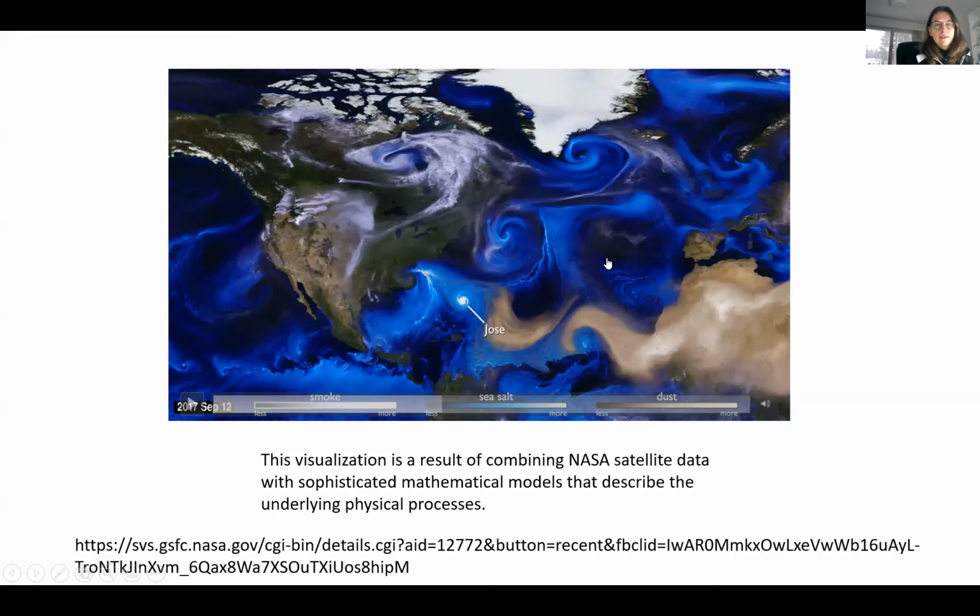So maybe I stop here. You can watch this video later. I provided the link here. But as you probably understood, this video is the result of a combination of remote sensing data, model data, and ground-based data. And today we will talk about how to get the remote sensing data and what actually remote sensing is.